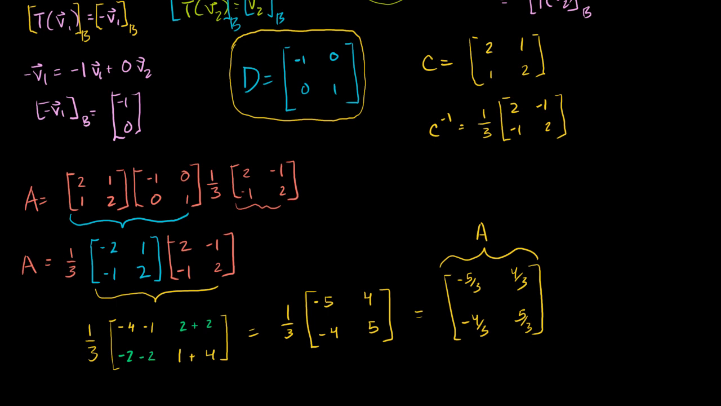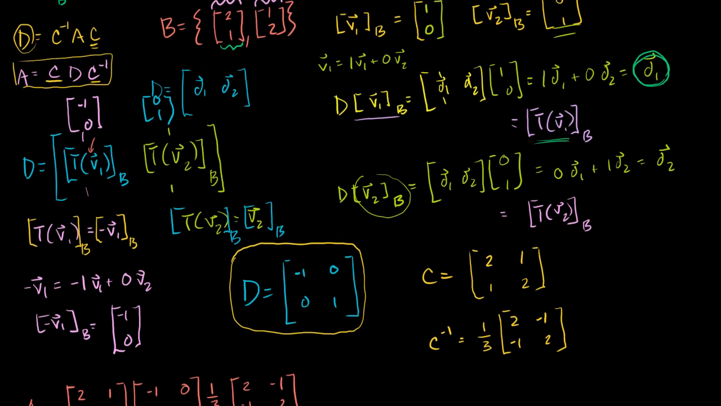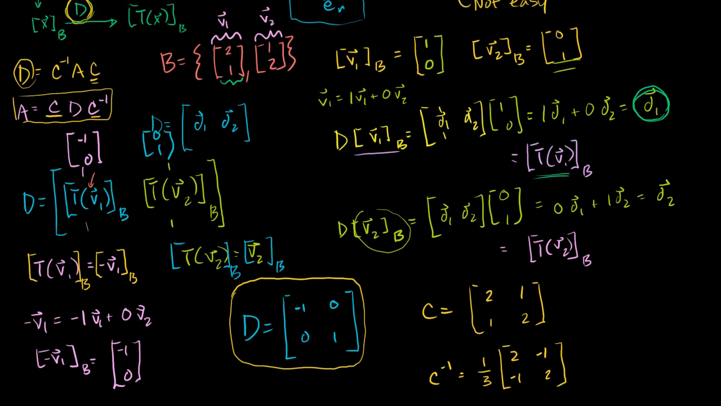Now let me check something, because I have a suspicion, because I did this before, and I don't have what I did before in front of me, but I think I got a different answer. So let me just make sure I did this correctly. So C, these are our basis vectors right there.